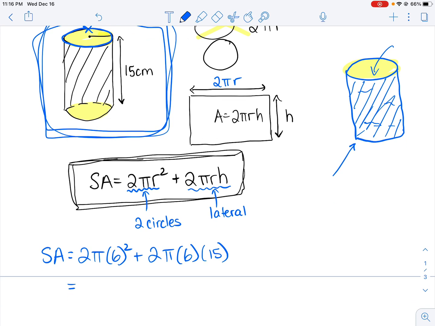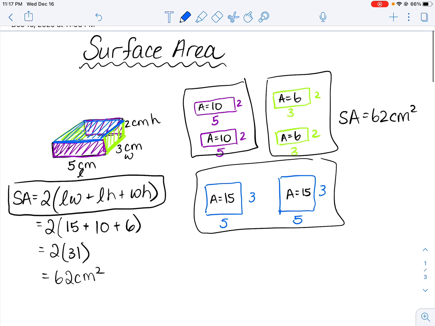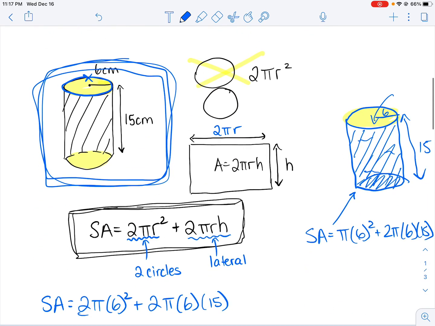But if we wanted to calculate the surface area of this guy that didn't have a top on it, it would be nearly the same, but we would go pi times 6 squared plus 2 times pi times 6 times 15, assuming it had the exact same dimensions as the one we just did. See how we omitted that 2 from the circle formula? Because now we only have one circle at the bottom that we're counting. Okay, so that's an example of how to find surface area for a rectangular prism and a cylinder.